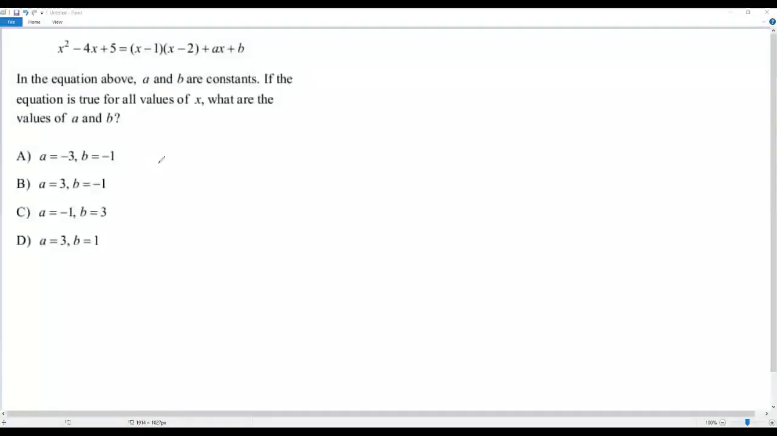Here we have a SAT math problem. Okay, let's go to the question. x² − 4x + 5 = (x − 1)(x − 2) + ax + b. In the equation above, a and b are constants. If the equation is true for all values of x, what are the values of a and b?